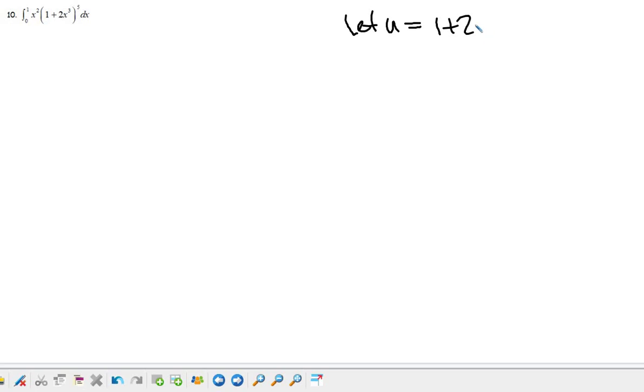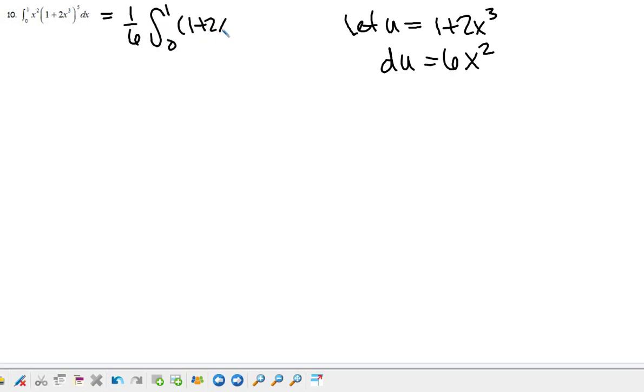So we're going to let u, again, we have that higher power, so 1 plus 2x cubed. So du is 6x squared. So clearly we have the x squared. We just need a factor of 6. So if I multiply by 6, I got to take out a 6. So 0 to 1, 1 plus 2x cubed to the 5th, 6x squared dx.